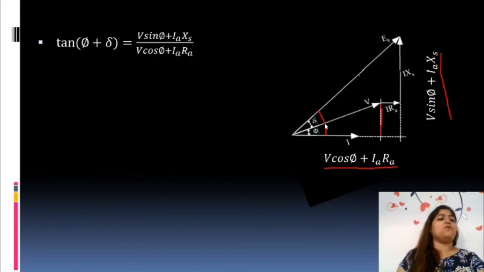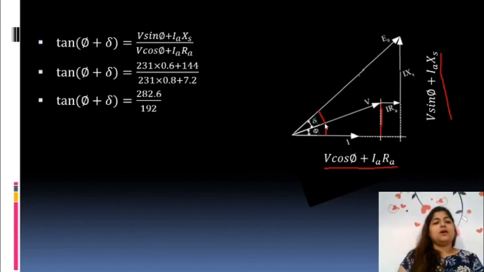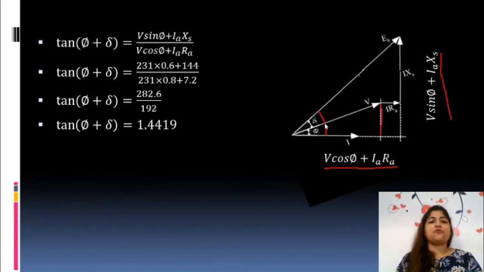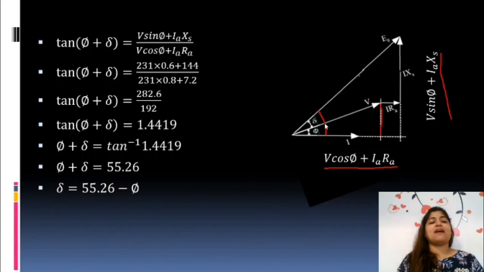Okay, substitute all the values and get the value of tan phi plus delta. Tan phi plus delta comes out to be 1.44, I am getting. Just try to take tan inverse of it and you will get the value of phi plus delta. So phi plus delta is equal to tan inverse of 1.4419. The value you will get is 55.26. Just subtract phi out of it and you will get the value of delta.